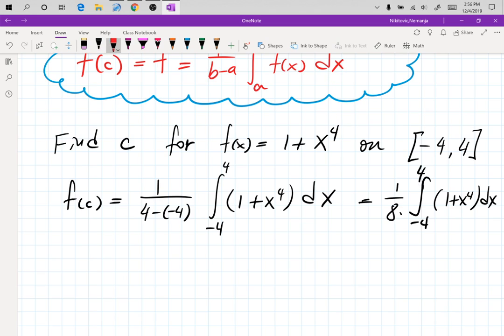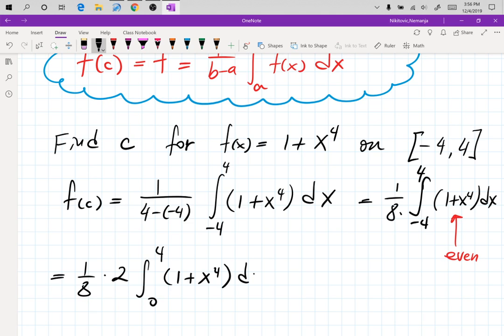Now I hope you guys see that this is even, so you can quickly make this into 1 over 8 times 2 times integral 0 to 4 of 1 plus x to the 4. Again, this happens sometimes. It doesn't happen all the time that you have an even function and you can make your life easier. In this case, it lined up, so that's nice. 2 and 8 will cancel. You will get a quarter in front. And now you have your integral of this, so that's x plus x to the 5 over 5 computed from 0 to 4.